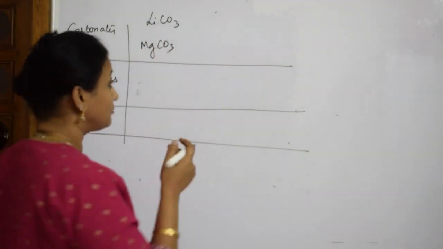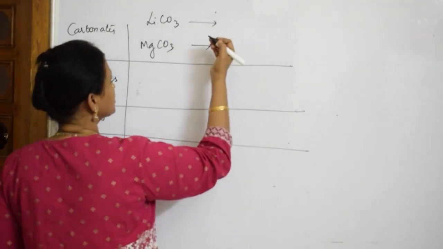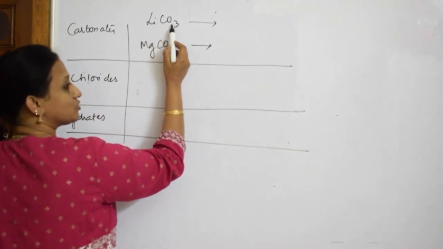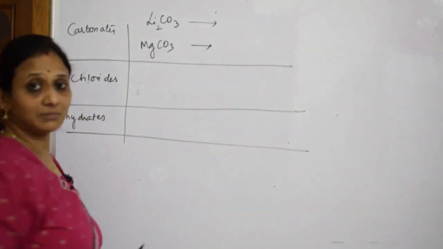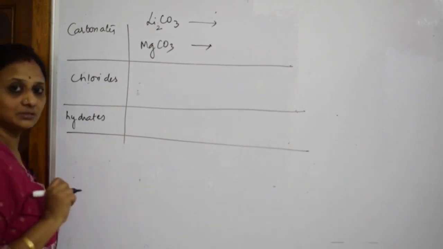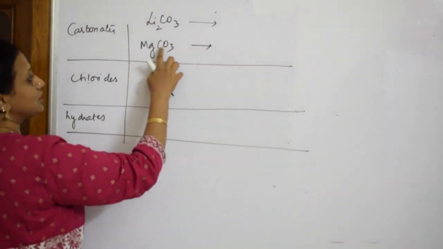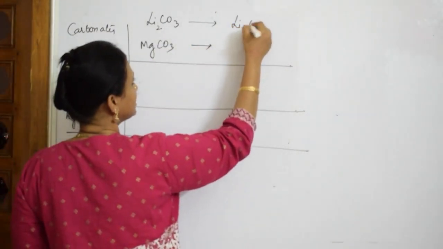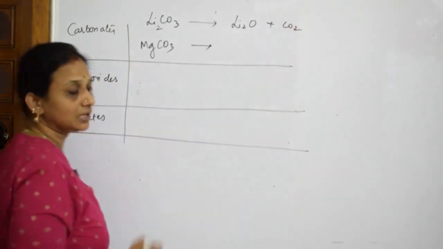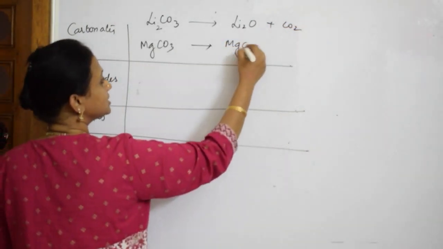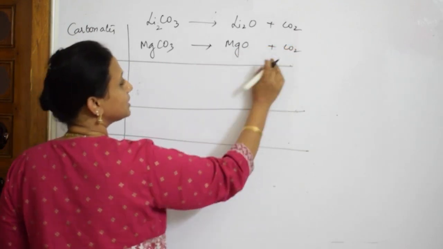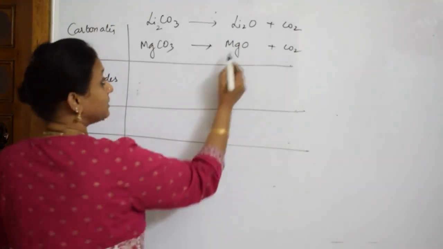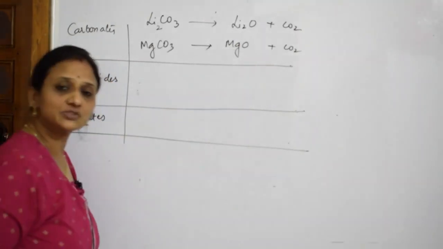So lithium carbonate, how does it dissociate? Is there any mistake here? Let's see. Lithium is +1 oxidation state, carbonate is -2, isn't it? So Li2CO3 should be the formula. Magnesium is +2, carbonate is -2, so it's balanced. Now this breaks up into lithium oxide plus carbon dioxide. Magnesium carbonate dissociates into magnesium oxide plus carbon dioxide. Why did I write it so? Oxygen valency is -2, lithium is +1, correct? Magnesium valency is +2, oxygen is -2, it's correct.